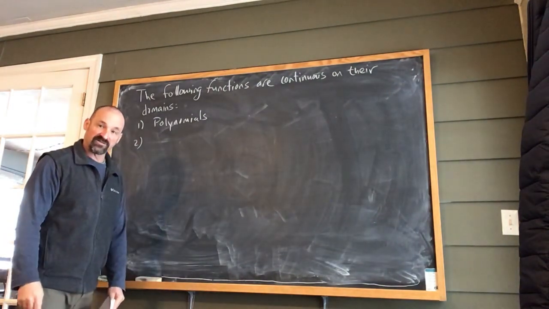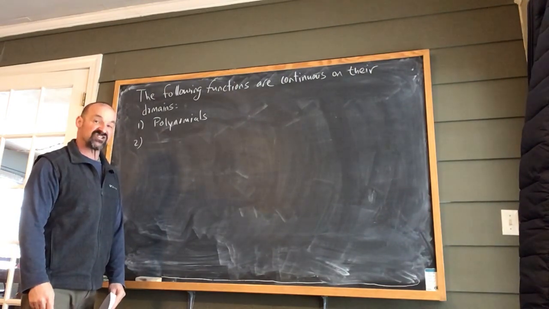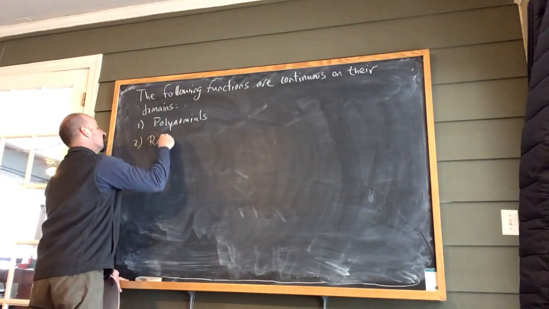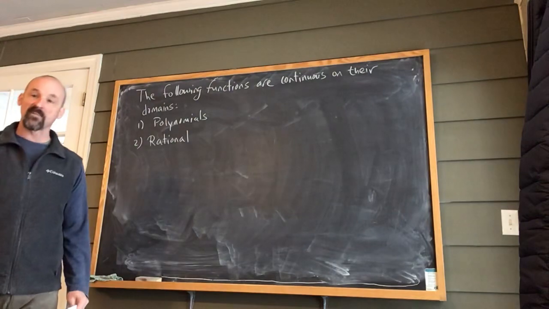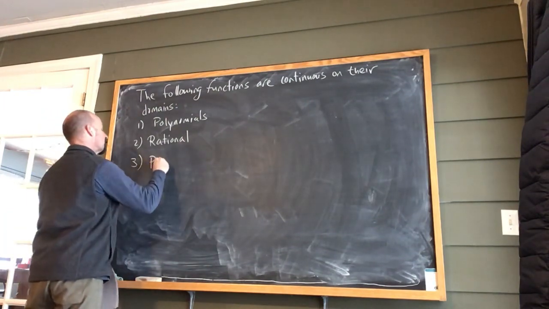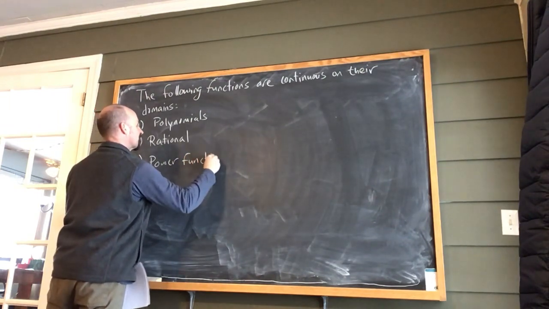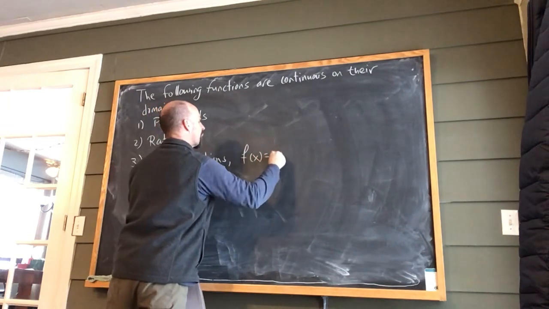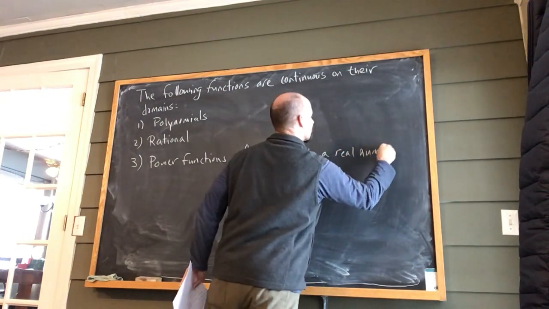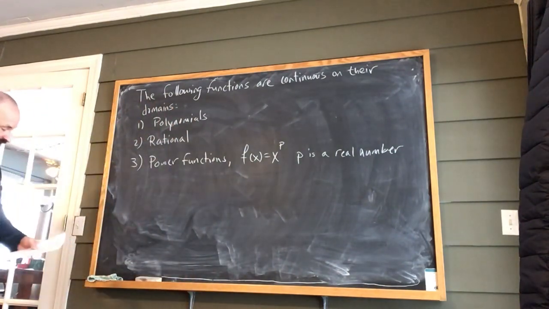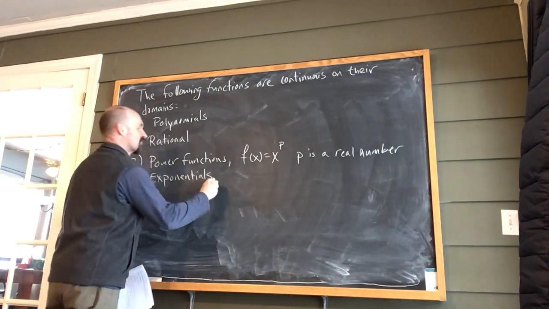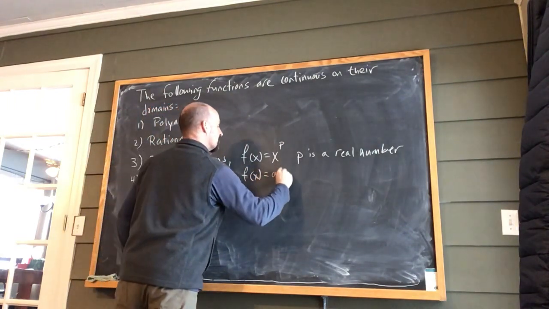So if I use one of the laws that we just had up there a moment ago, the one that said if f and g were continuous at c, then f over g is continuous at x equals c, then I can say that rational functions are continuous on their domains. Let's see, your power functions, functions of this form, where p is a real number. Your power functions are continuous. Your exponential functions, f of x equals a b to the x.